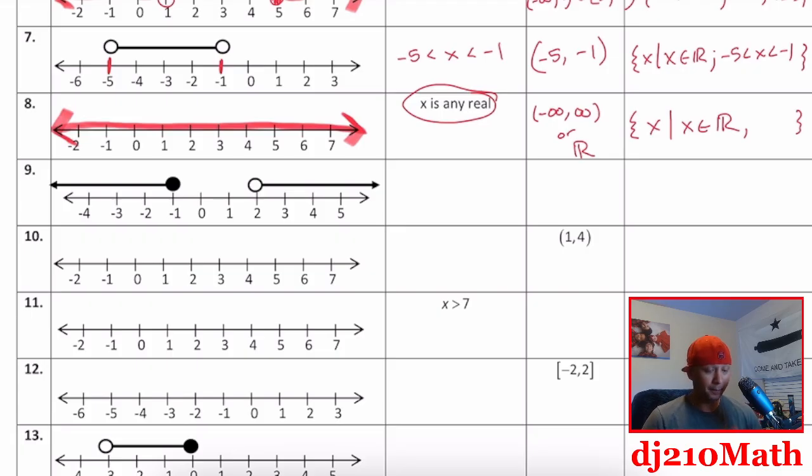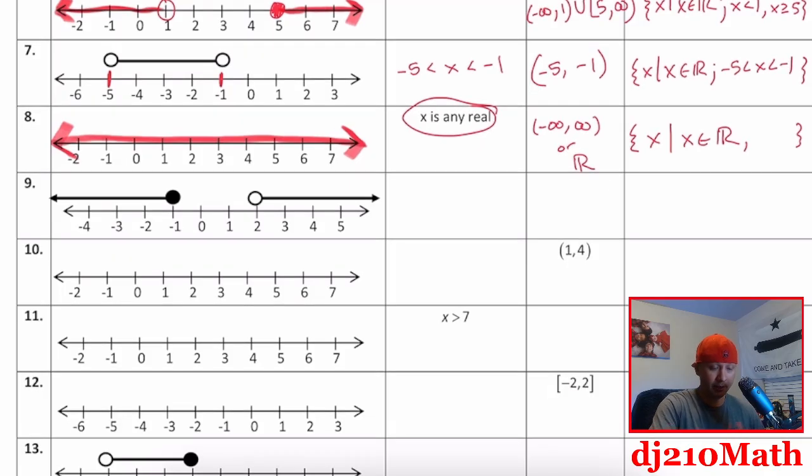All right, for number 9, we have two pieces again. So we're at -1, and we're going towards negative infinity. So x is less than or equal to -1. Then we have at +2, open circle. So x is greater than +2. Right, open circle, don't include.